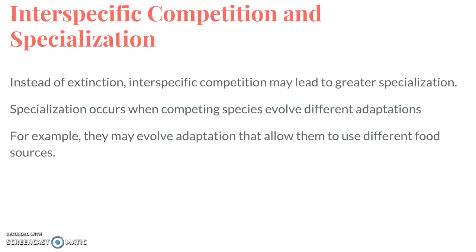Interspecific competition and specialization. Instead of extinction, interspecific competition may lead to greater specialization. Specialization occurs when competing species evolve different adaptations. For example, they may evolve an adaptation that will allow them to use different food sources. So an example of this would be birds' beaks.